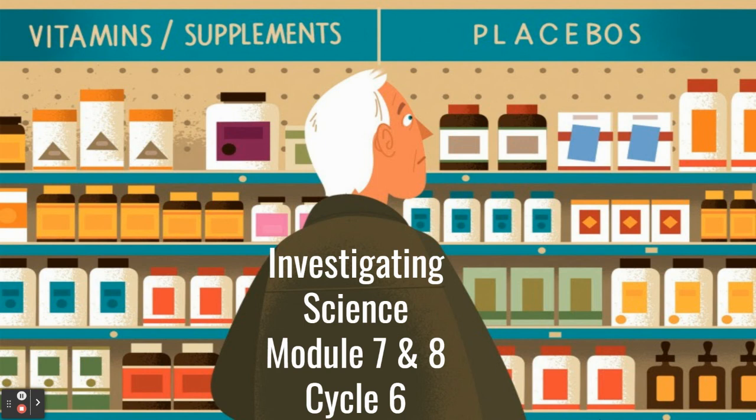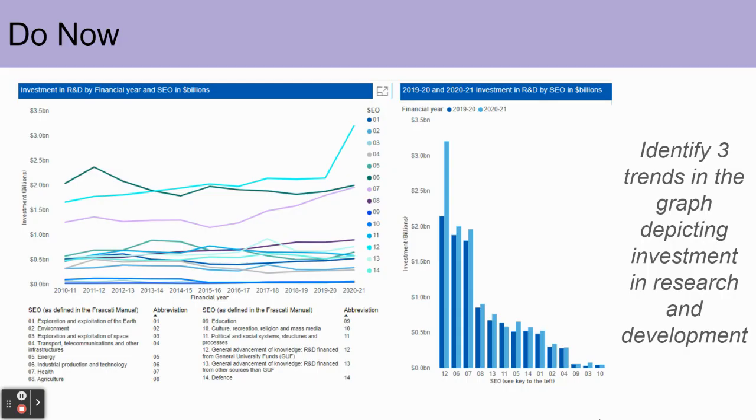Welcome to cycle 6 of module 7 and 8. You'll notice we skipped cycle 5 because our class is doing our assessment in cycle 5, which is the start of term 3. So we are going from the cycle 4 video to the cycle 6 video, so you haven't missed one. Firstly, we're going to start with our do now.